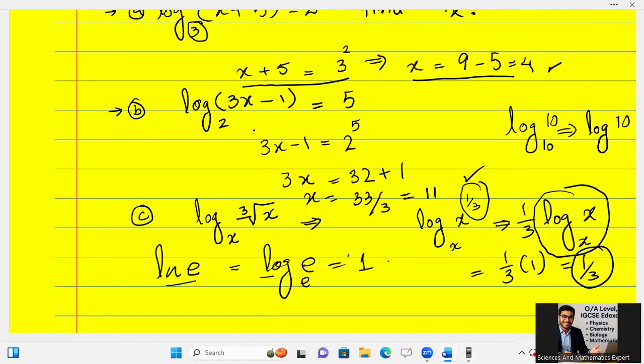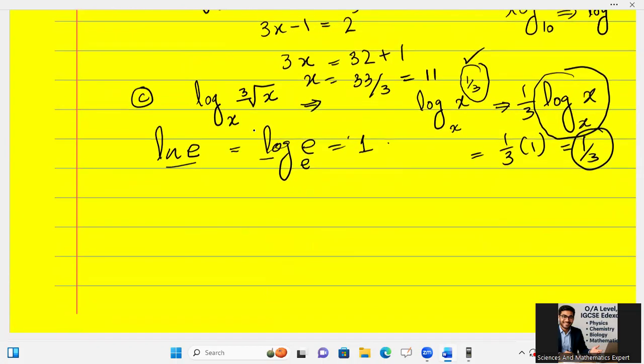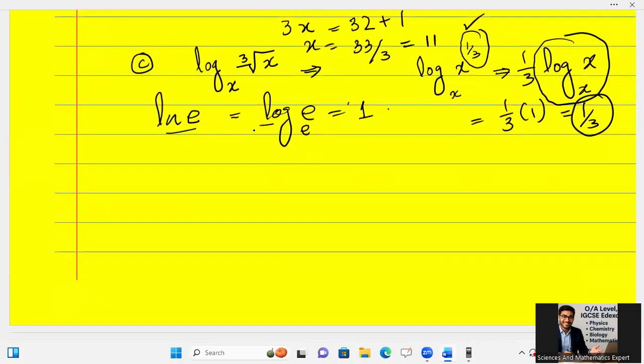After this simple basic conversion and introduction of exponential and logarithmic functions, now we will have to move towards the laws of logarithm.